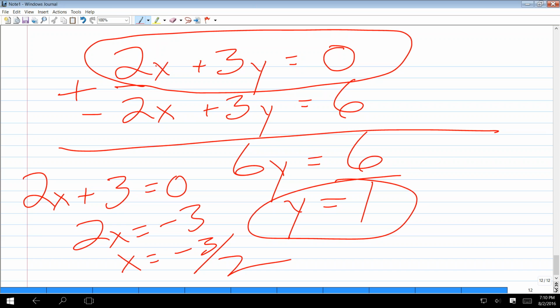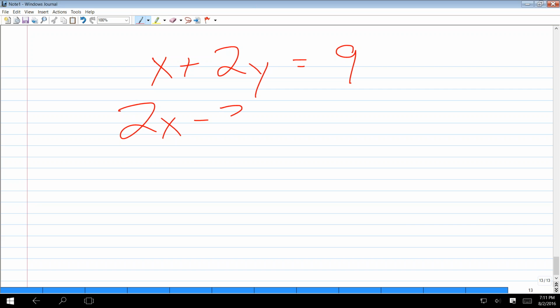Okay. Now, a little bit trickier. Standard format, so I still want to use elimination. But notice I can't add or subtract these and eliminate anything. So what can I do?